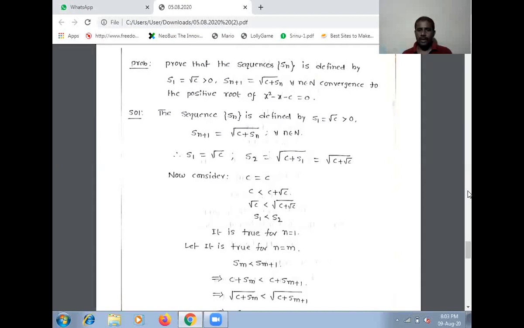Now I am taking the square root on both sides: root c less than root of c plus root c. But root c equal to S1, and root of c plus root c is S2. So S1 less than S2. What you observe here is that the first term is less than the second term. So S1 less than S2, that means the given sequence is an increasing sequence.